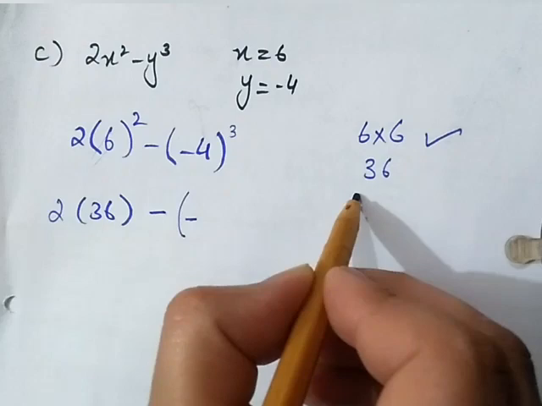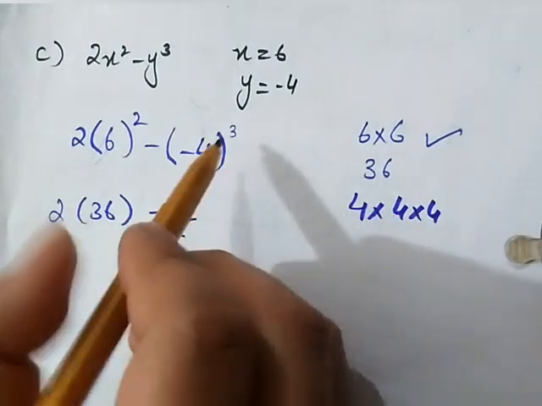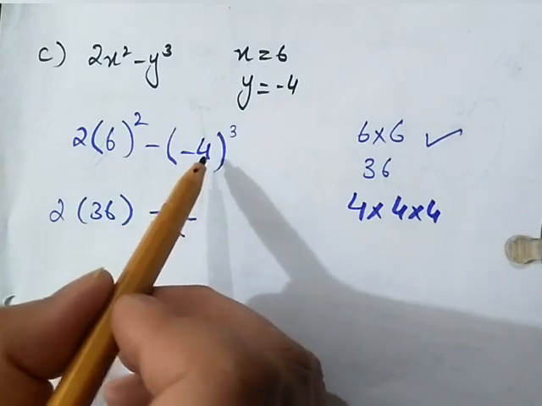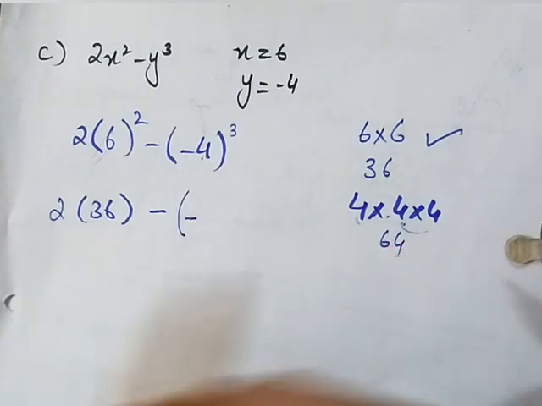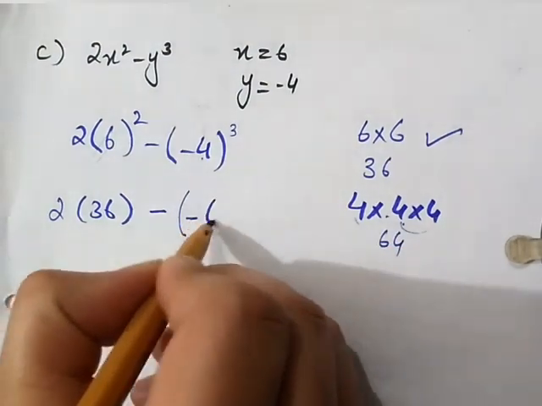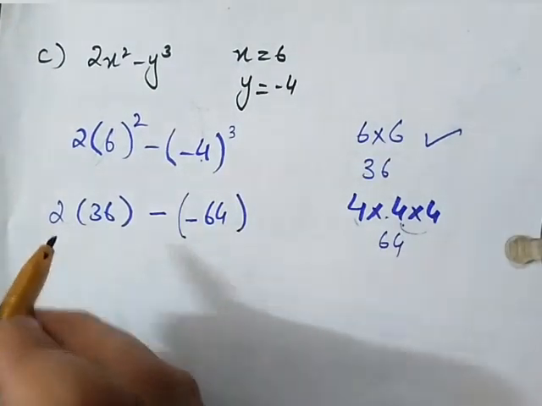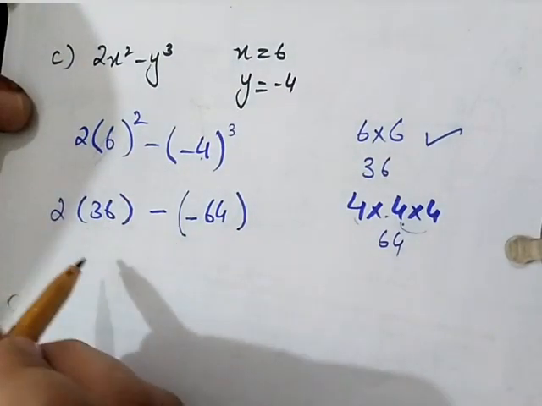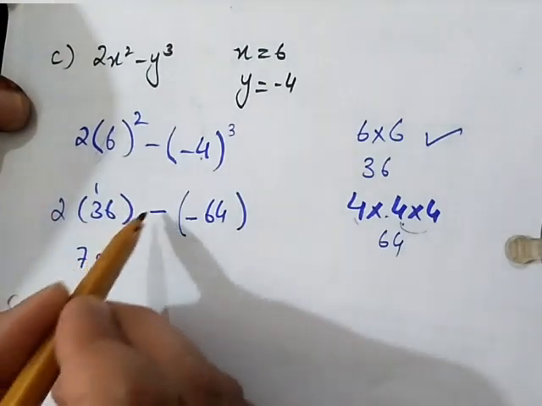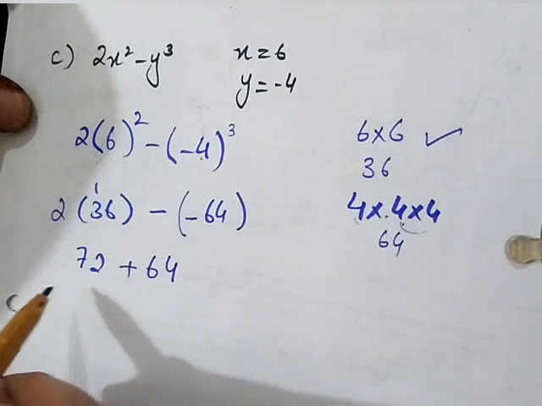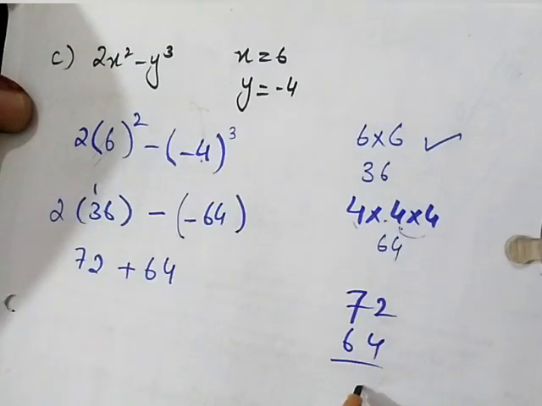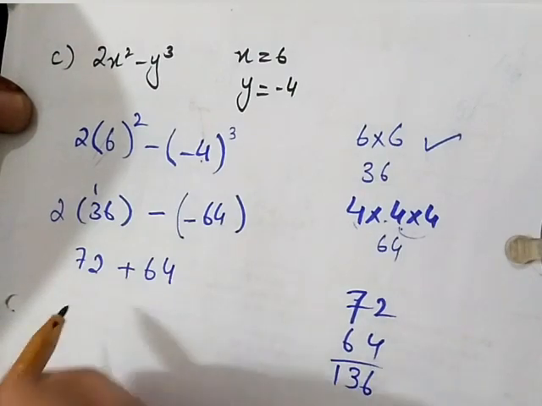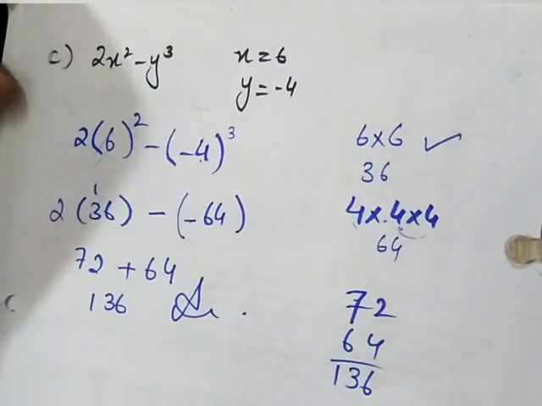Now 4 power 3 means 3 times of 4. That 3 indicates that we have to multiply 4 three times. 4 4s are 16 and 16 4s are 64. Now we write down this 64. In the next step we multiply the terms. 2 6s are 12, 2 1s carry, 2 3s are 6 plus 1 is 7, minus minus plus 64. Now we have to add these two numbers, 72 plus 64. 4 plus 2 is 6, and 6 plus 6 is 12, 7 plus 1 is 8 plus... so we have 136. That is the answer of this part.